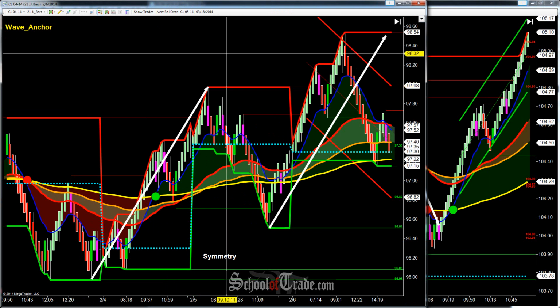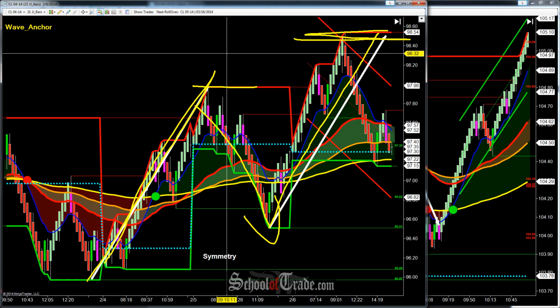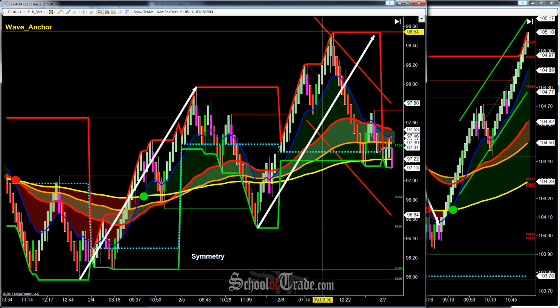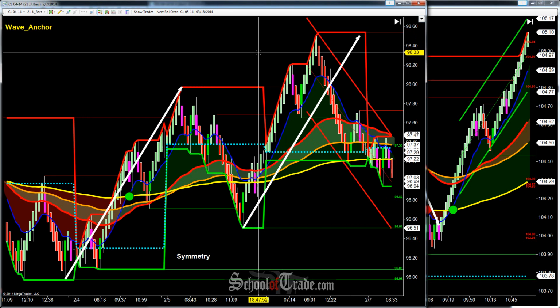As an example, we've got symmetry right here. Symmetry is essentially looking at A to B, and if you copy that line and drag it down to the swing or the pullback, it should be equal to C to D, which in this case came almost to the tick. The point at which this was the highest is 50, and it moved to 54. So that symmetry gave you a huge heads up in terms of what was happening.